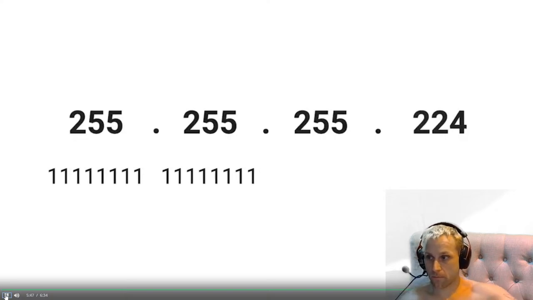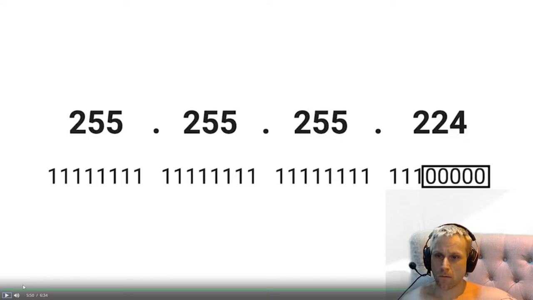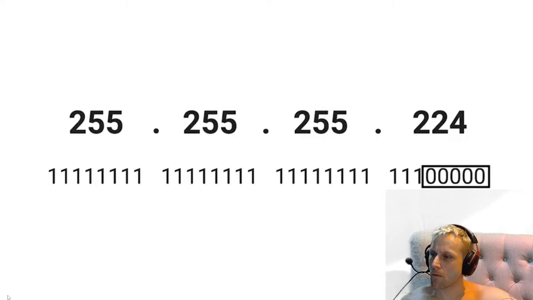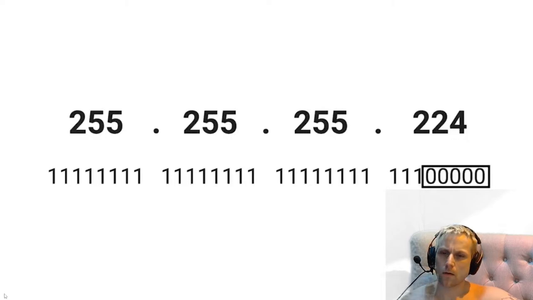255.255.255.224 would translate to 27 ones followed by 5 zeros. This means that we have 5 bits of host ID space, for a total of 32 addresses.